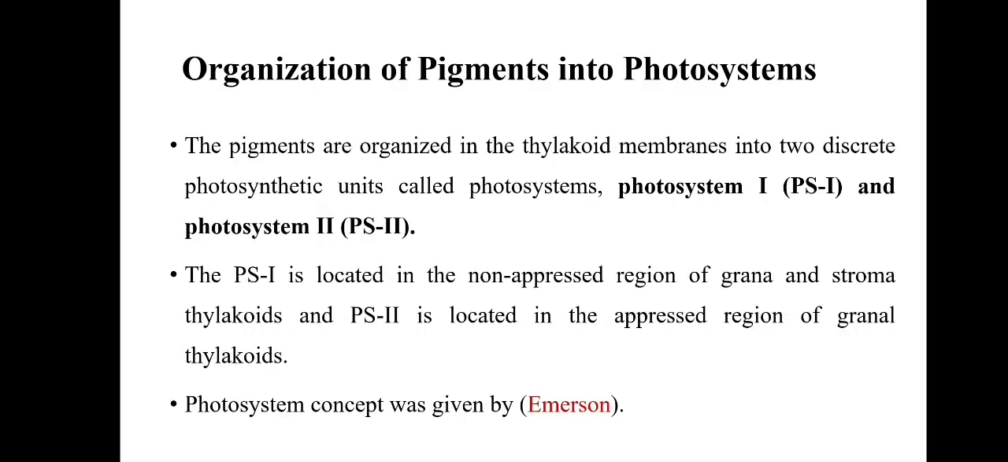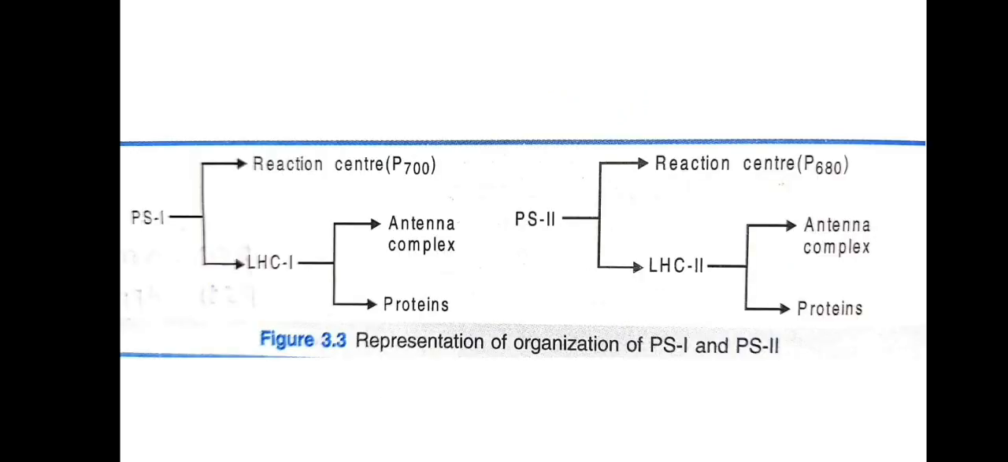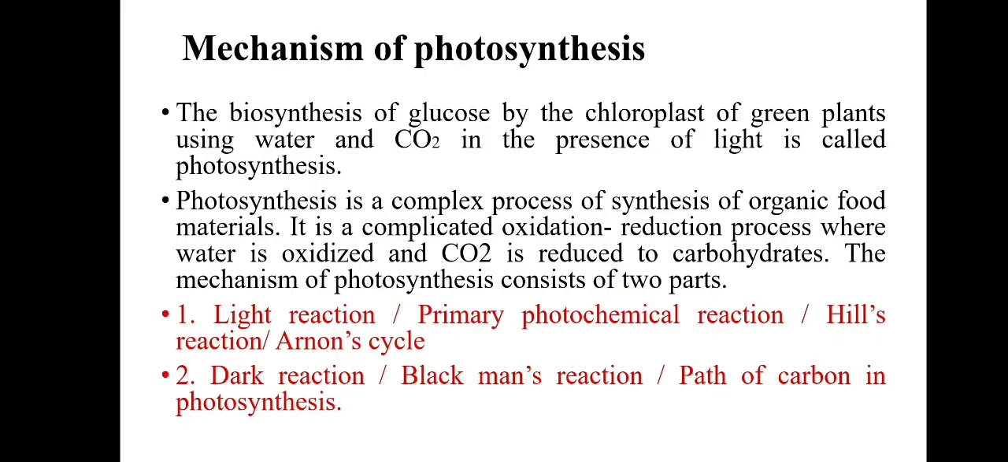Then the whole pigments are arranged in two photosystems, photosystem 1 and photosystem 2. Photosystem 1 consists of reaction center P700 and light harvesting center. Then photosystem 2 consists of reaction center P680 and light harvesting center. Then mechanism of photosynthesis. The whole process of photosynthesis is divided into two phases, light reaction and dark reaction.